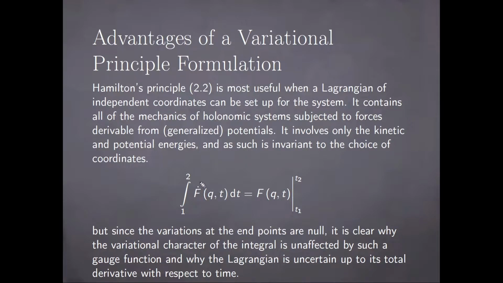And we can understand that on the basis of Hamilton's principle very easily, because if we write the action integral down and the action principle for a given Lagrangian, then by adding such a total time derivative to it, the contribution of this term is just the difference in the values of the function at the endpoints of the path integral. But since the variations at the endpoints are null, it is clear why the variational character of the integral is unaffected by such a gauge function, and why the Lagrangian is uncertain up to its total derivative with respect to time.